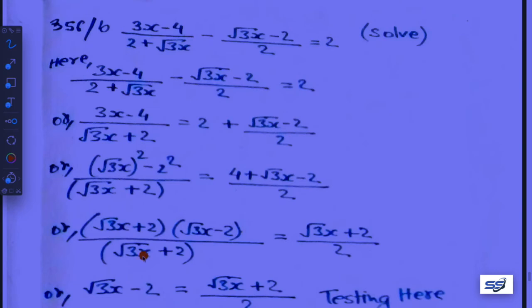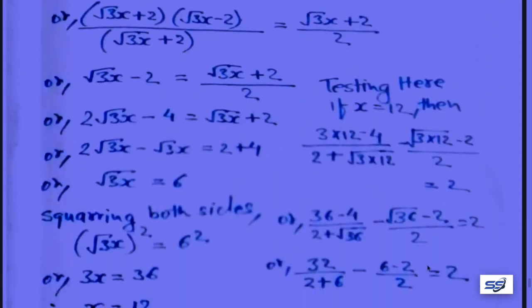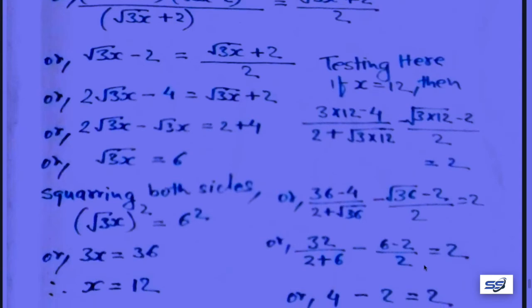Now √(3x)+2 and √(3x)+2 cancel each other, so here only √(3x)−2 remains. This equals (√(3x)+2)/2. So √(3x)−2 equals (√(3x)+2)/2, or 2√(3x)−4 equals √(3x)+2.